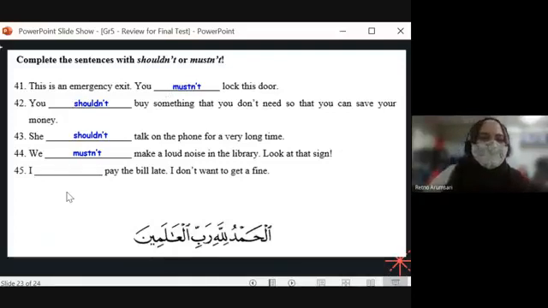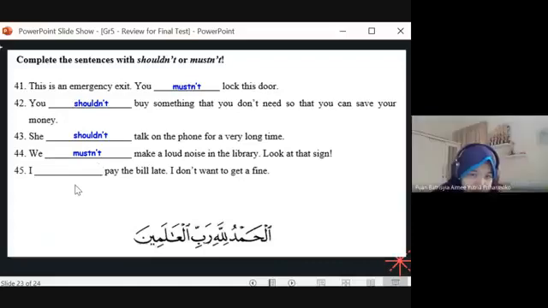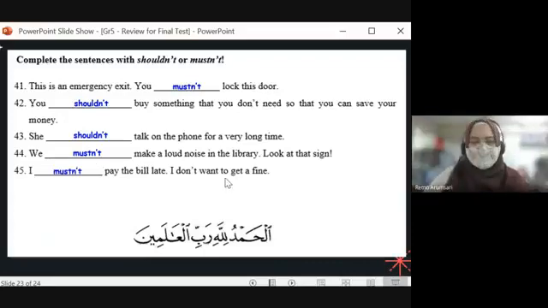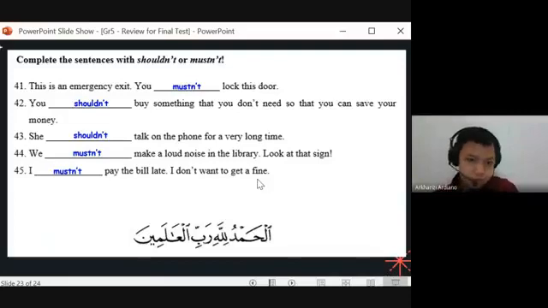Okay, so what is this? Mustn't. Yes, because you don't want to get a fine. Okay, 5C. That's it for modals. Any questions? No? Okay.